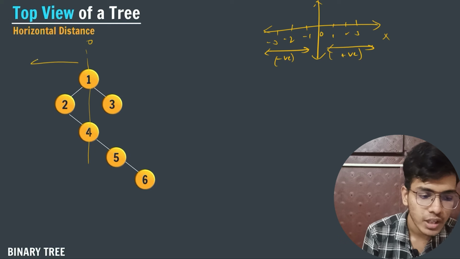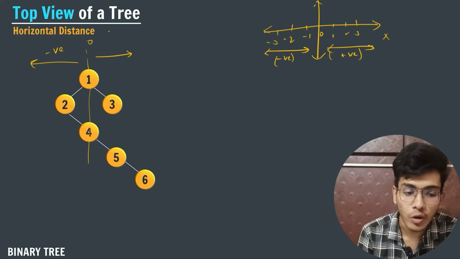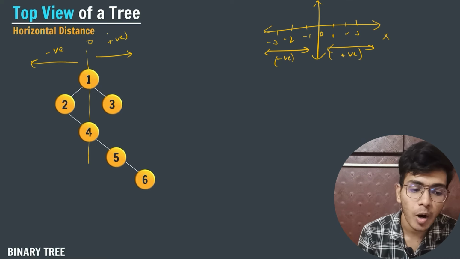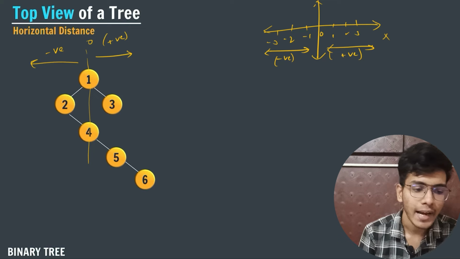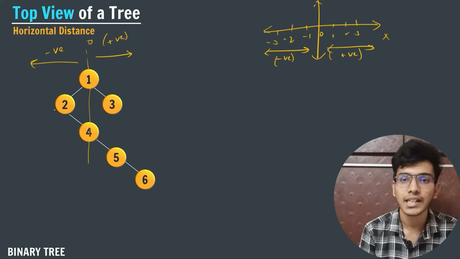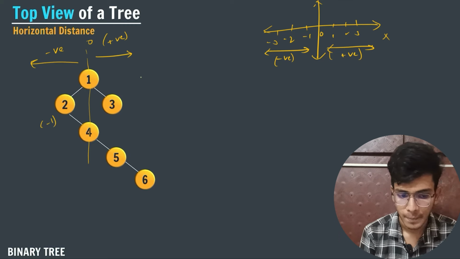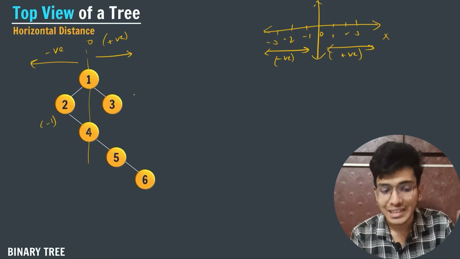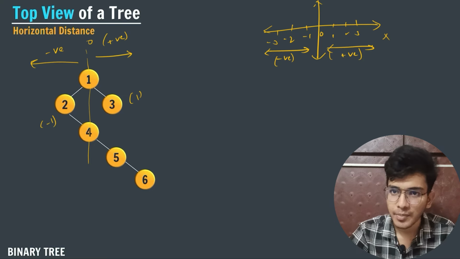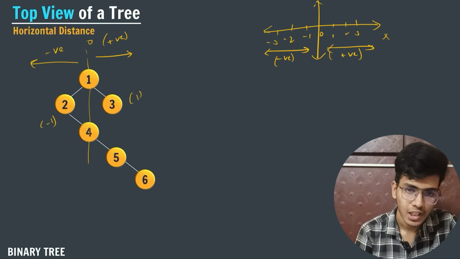The elements on the left side are considered negative distance elements, and the elements on the right side are considered positive distance elements, and the immediate element coming after the root node is considered -1. So the distance of 2 is -1. After that, the distance of 3 is 1 because it is coming on the right side and immediately after, and the distance of 4, it is beneath.